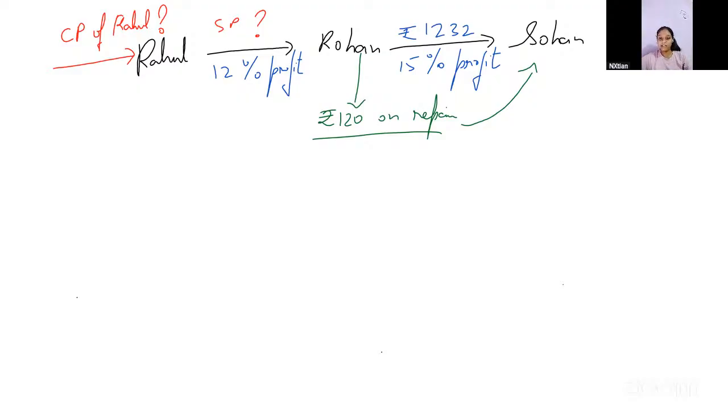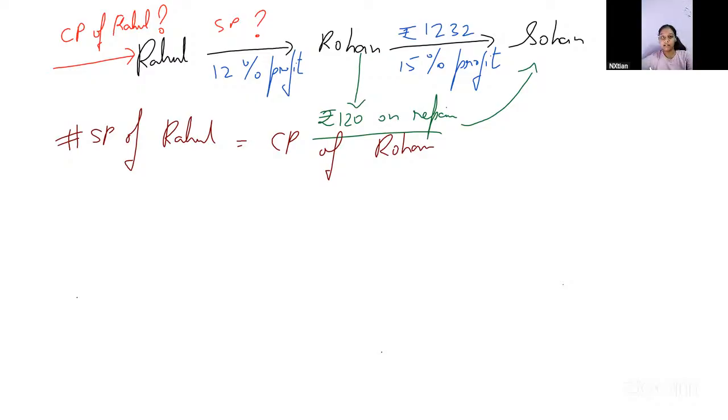Now, same as in the previous question, it is asking me the selling price of Rahul and the cost price of Rahul. The selling price of Rahul is the same as the cost price of Rohan. Selling price of Rahul equals cost price of Rohan. We'll calculate the cost price of Rohan.